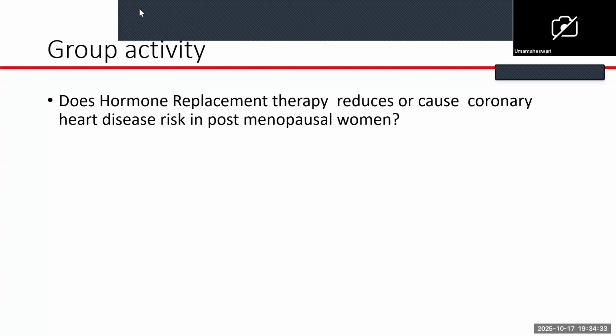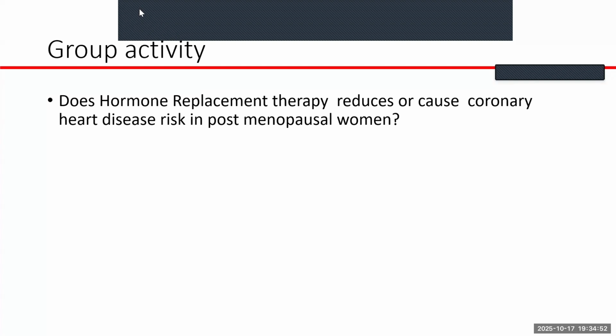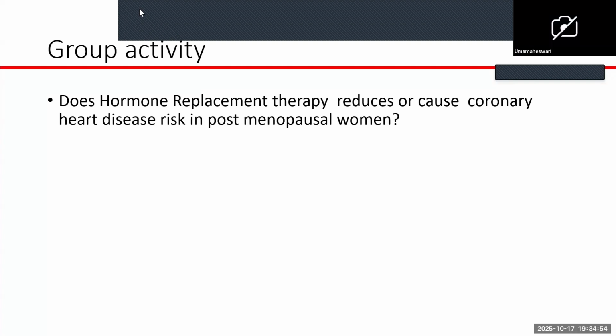That is, one is on hormone replacement therapy, another is not on hormone replacement therapy. So those who are on HRT are considered as exposed. Then you follow them up for a period of time, say 1 year or 2 years. You look for coronary artery disease, whether they develop it or not.